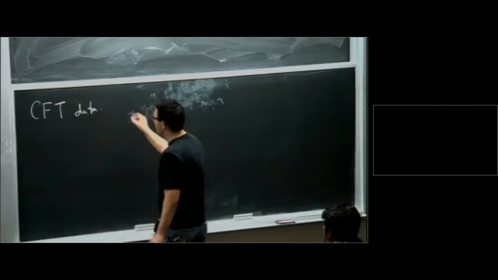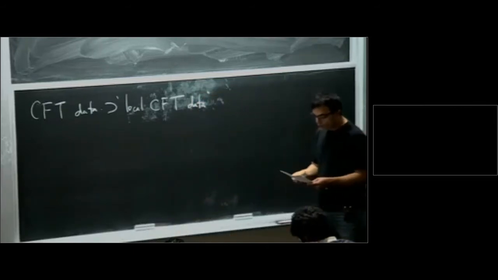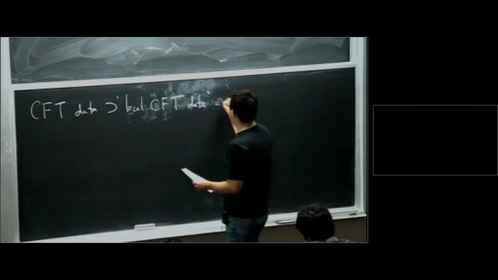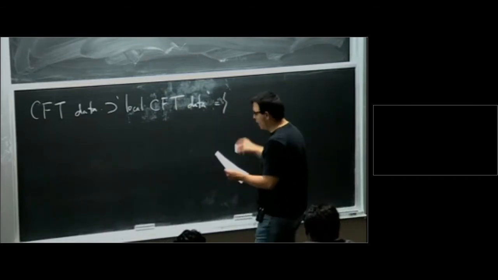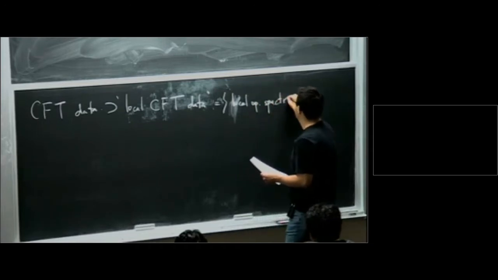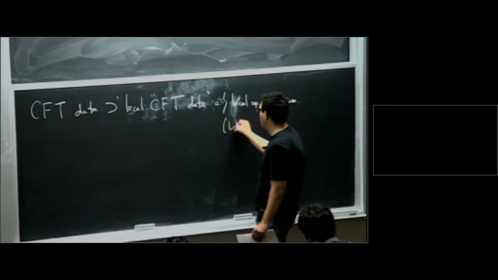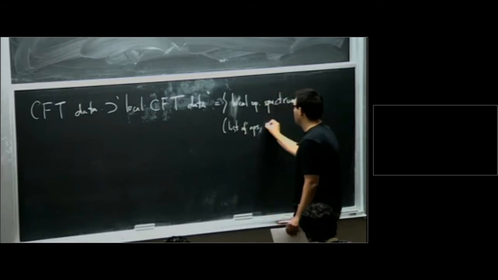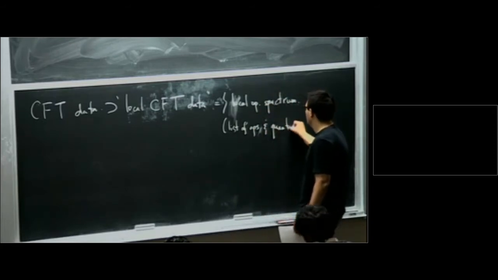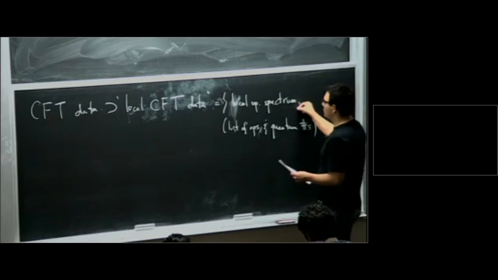Okay, so what is this CFT data? Well, it's something that includes what I'll call local CFT data, which is CFT data related to local operators. I'll take the local CFT data to be the local operator spectrum. By that I mean the list of operators and their quantum numbers under whatever symmetries the theory has, and the OPE coefficients.